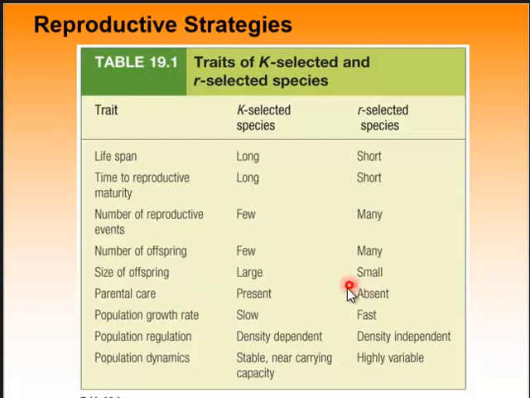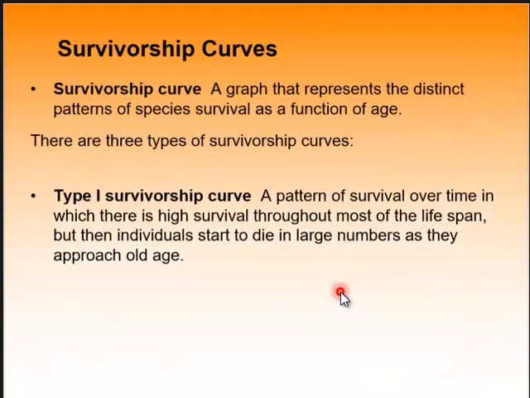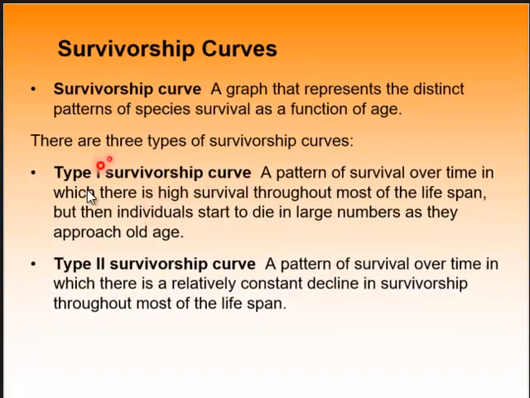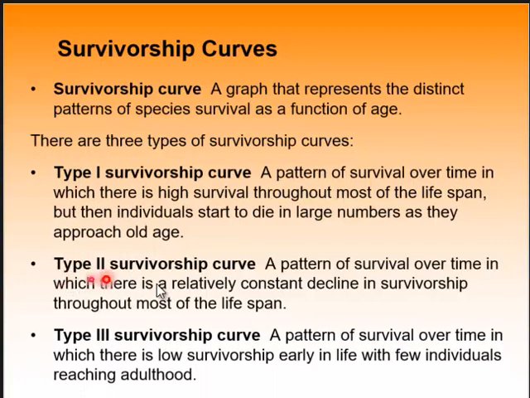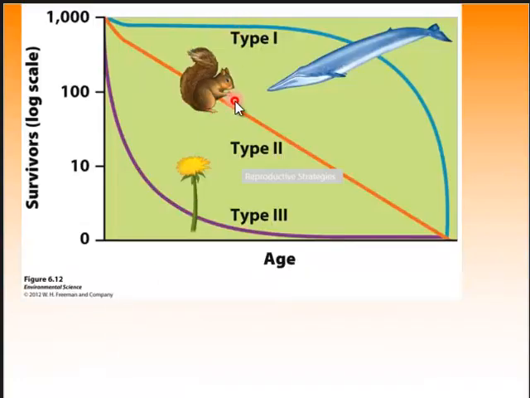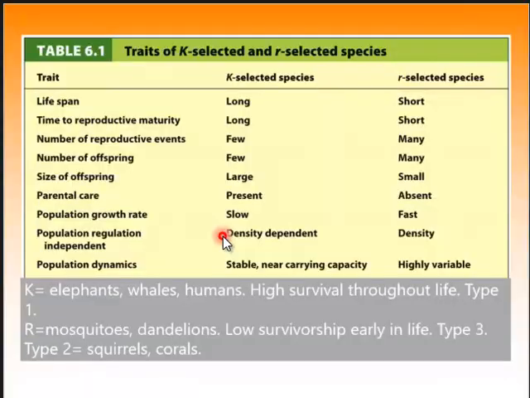Roaches do not. So again, our type 1 survivors are going to be like our elephants and humans. Our type 2 are kind of in the middle, with a constant decline in survivorship, and our type 3 are our roaches. Type 1, type 2, type 3. These are reproductive strategies. So make sure you study and that you understand those.